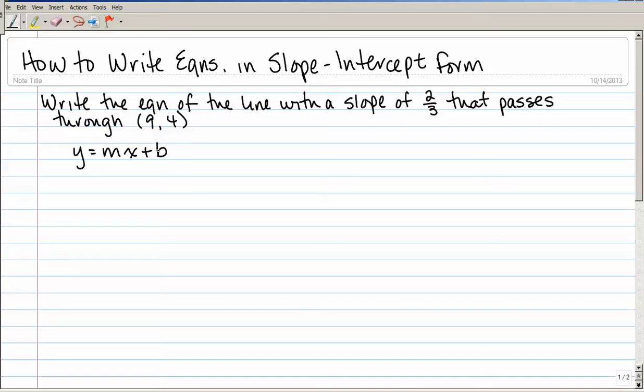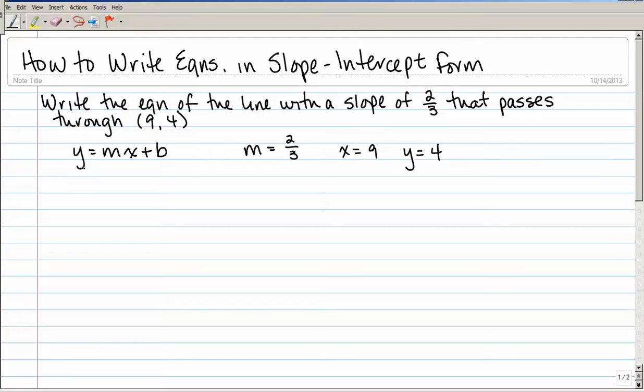So the first thing I'd like to do is identify what I have here. So my slope is 2/3. And I don't know what my b is. I don't know what my y-intercept is. So that's what I actually need to find. For x and y, I'm going to use the coordinates of the ordered pair that I'm given. So my x is 9, and my y is 4.